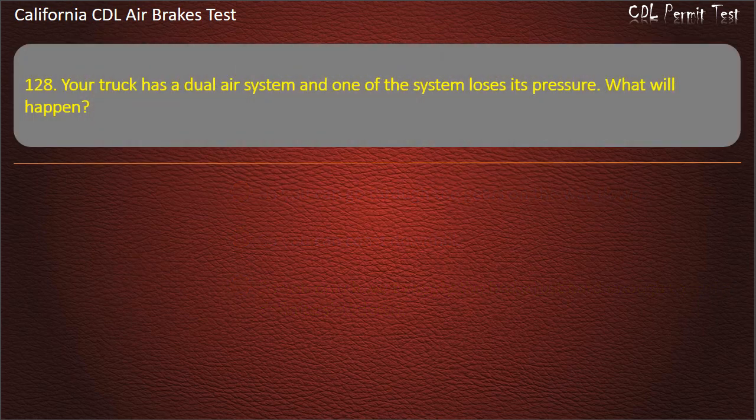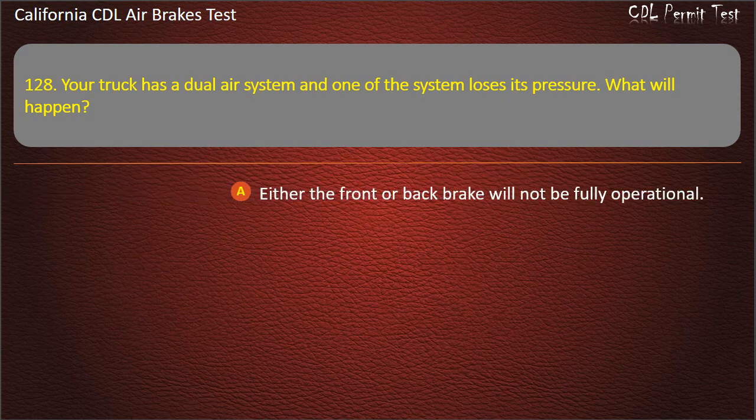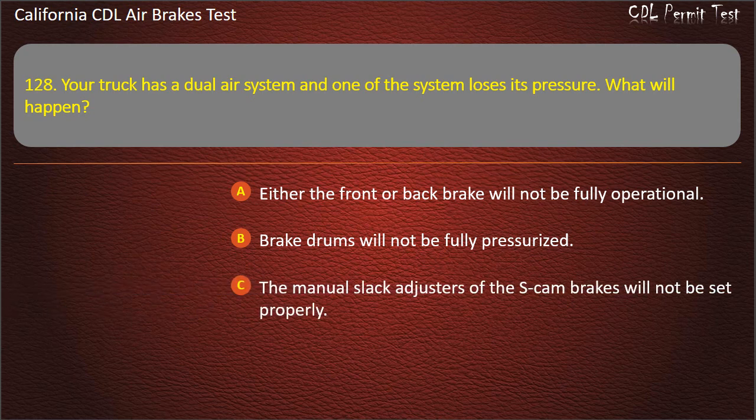Question 128. Your truck has a dual air system and one of the systems loses its pressure. What will happen? Either the front or back brake will not be fully operational; brake drums will not be fully pressurized; or the manual slack adjusters of the S-cam brakes will not be set properly. Answer: Either the front or back brake will not be fully operational.